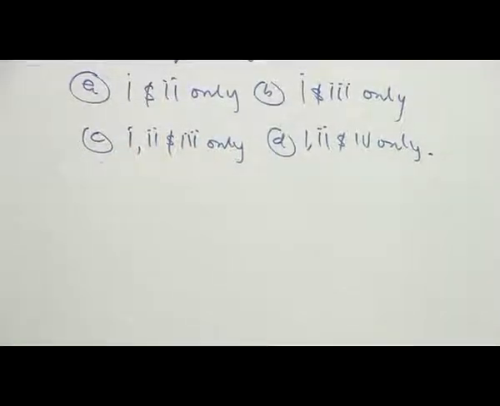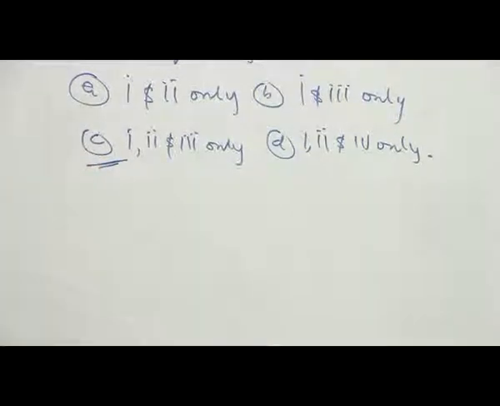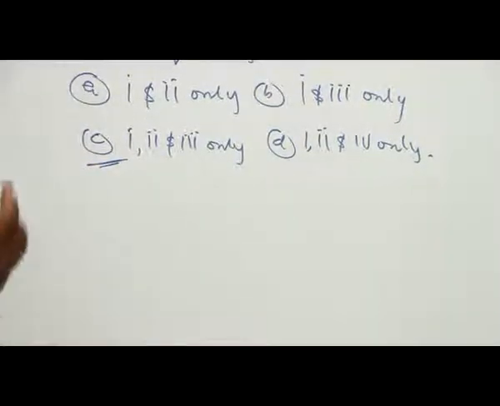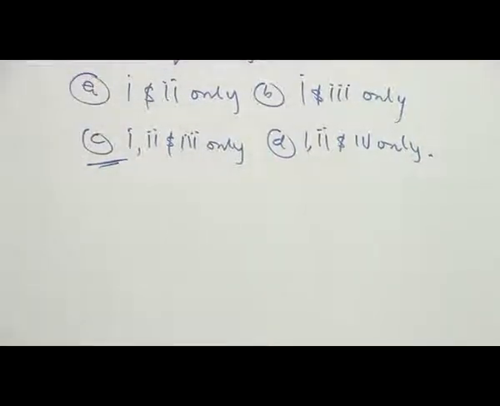The right answer is C. Roman figure 1, which is transaction motive. Roman figure 2, which is a precautionary motive. Roman figure 3, which is a speculative motive. So the right answer is C.